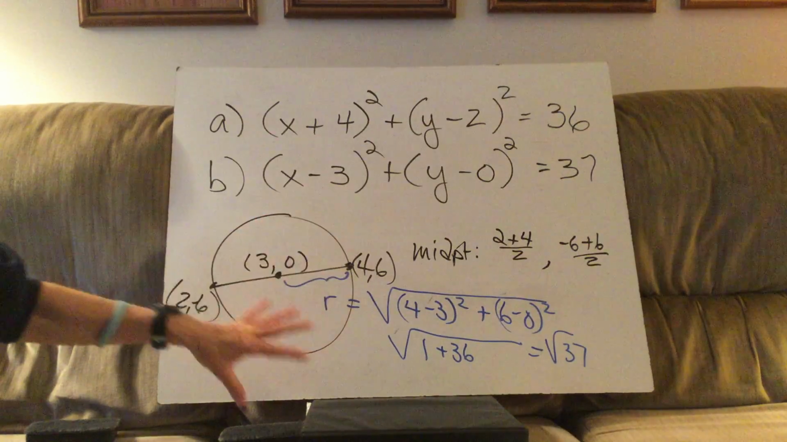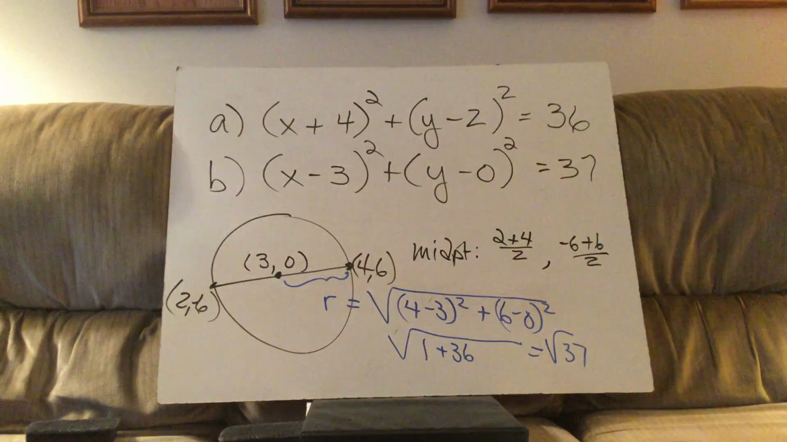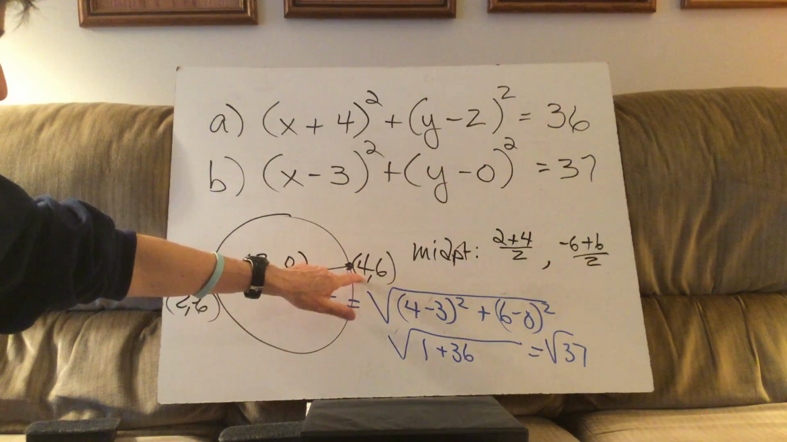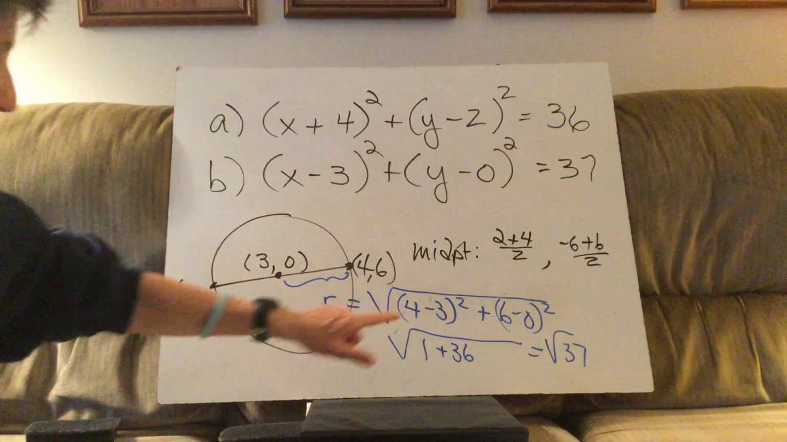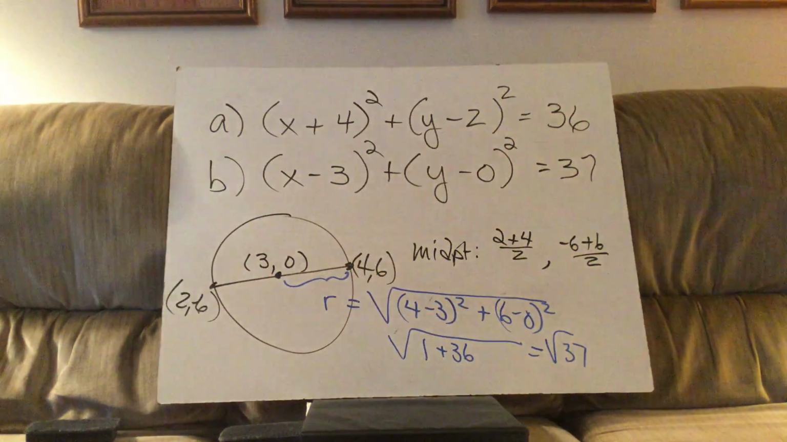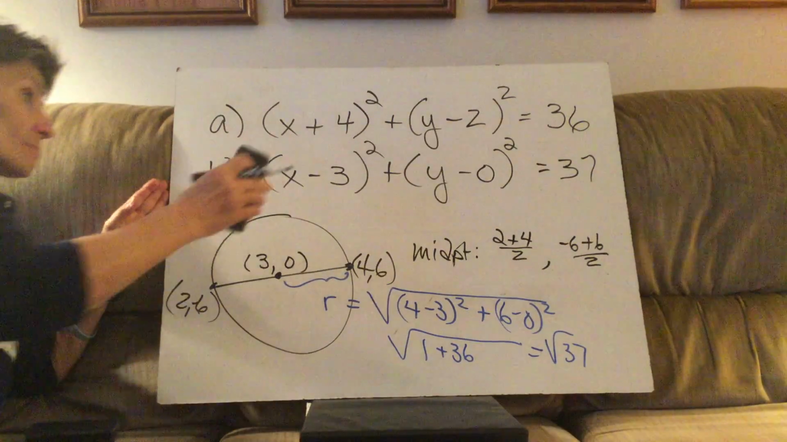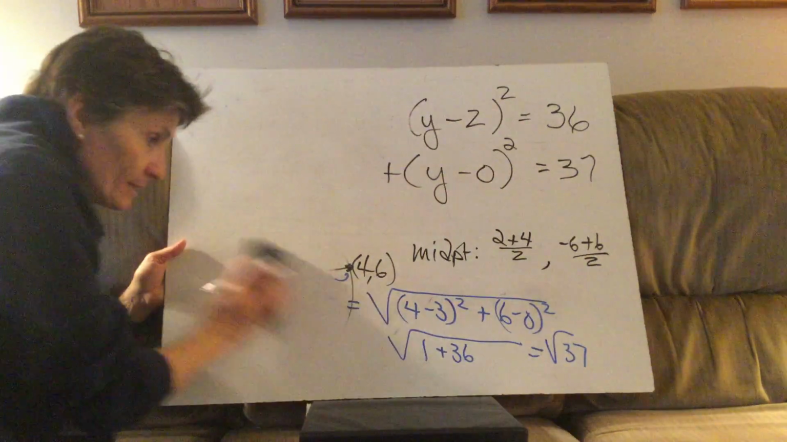So in order to do this problem, we had to remember how to do midpoint, which is average. And we had to remember the distance formula, which is x minus x squared, y minus y squared. Add them up and take the square root. So that takes care of A and B. All right, let's look at C and D.